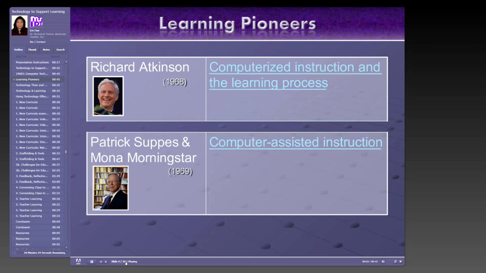In 1968, Richard Atkinson from Stanford University published research on computerized instruction and the learning process. This paper focused on the Stanford Project, started in 1964, to develop and implement computer-assisted instruction in initial reading and mathematics. In 1969, Patrick Suppes and Mona Morningstar from Stanford University published a related article which produced results for 2 computer-assisted instruction programs. For more information about these initial research articles in Learning and Technology, please click on the provided hyperlinks.